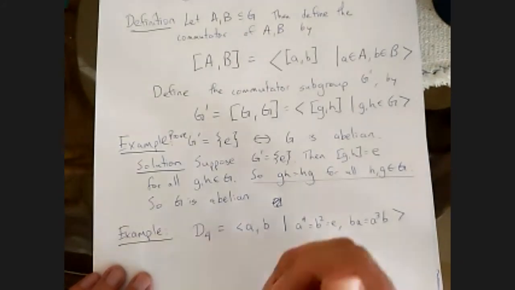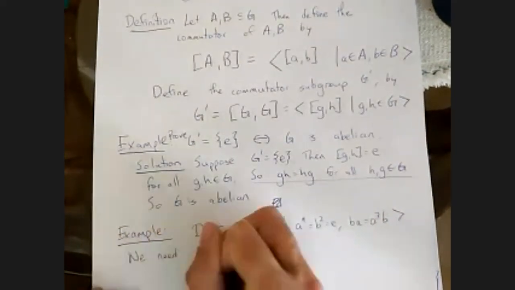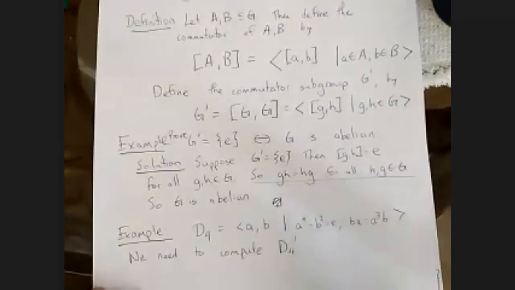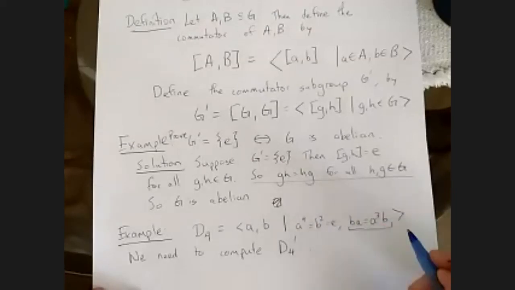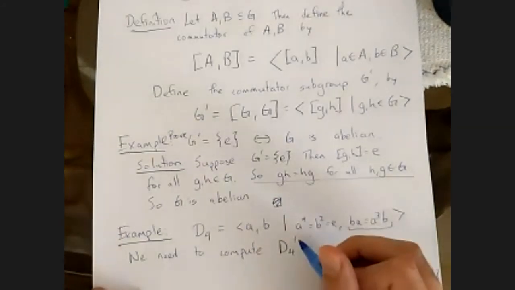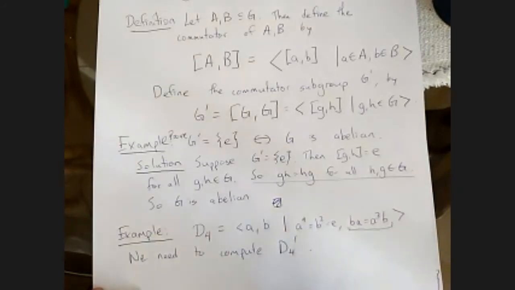Okay, now to compute the commutator of D4, we need to compute D4 prime. The reason being we want to see this kind of relation, which means that D4 is not abelian, but it's almost abelian. So we want to compute the commutator subgroup to verify that, I guess.